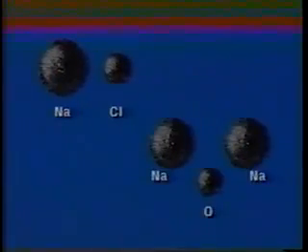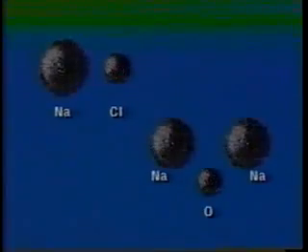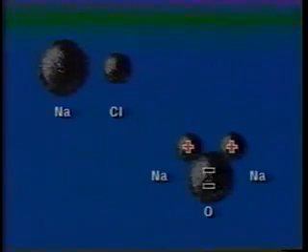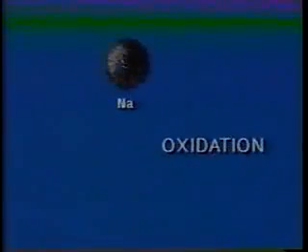So far, we've considered these reactions from the perspective of the sodium's loss. Now, let's look at it from the point of view of the other atoms involved. The oxygen atom gains 2 electrons. When chlorine and sodium react, the chlorine gains 1 electron. Reduction is the name given to a process in which an atom gains electrons.